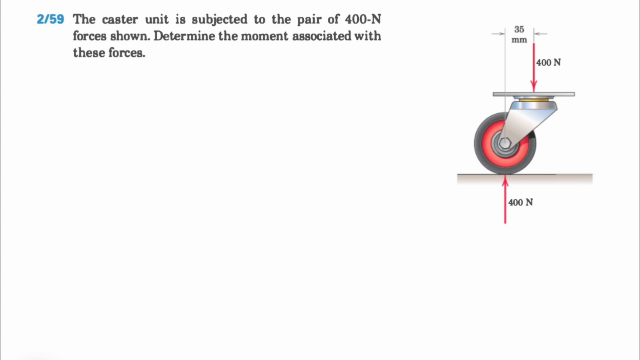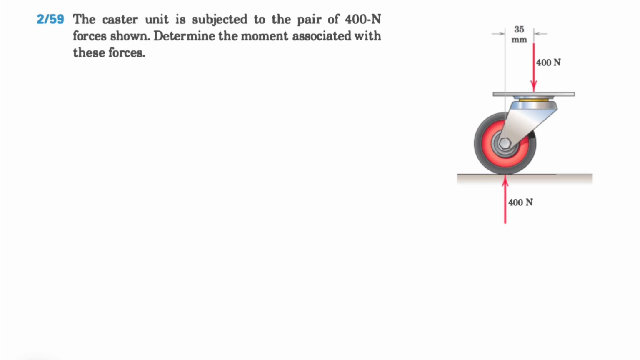Alright guys, welcome back. We're going to be solving another question from the second chapter of the Meriam textbook, question 59. In this one we have the caster unit that is subjected to the pair of 400 Newton forces as shown. We need to determine the moment associated with these forces.